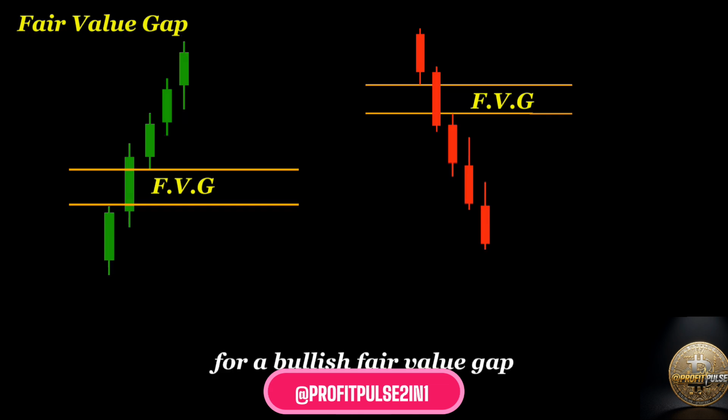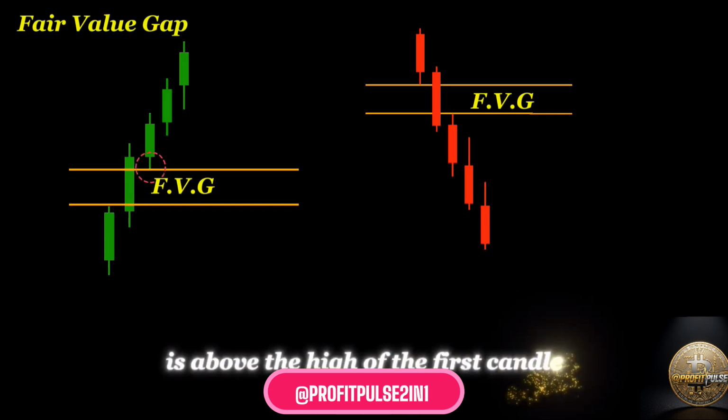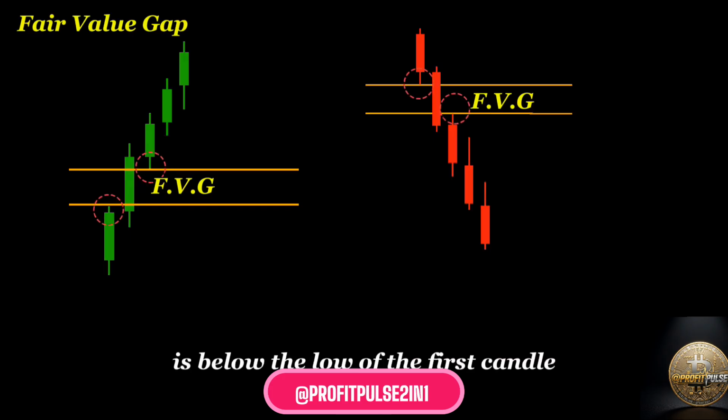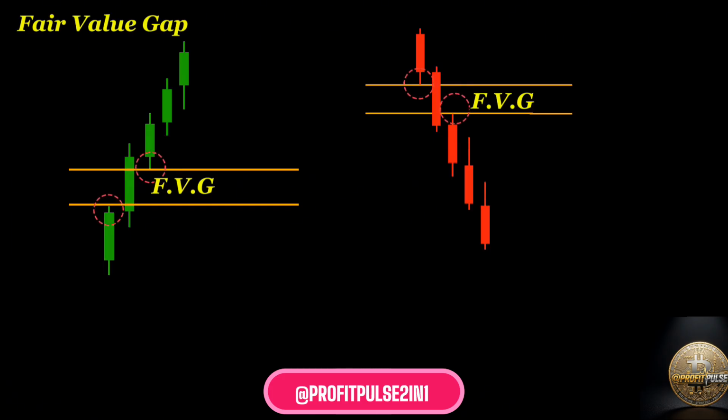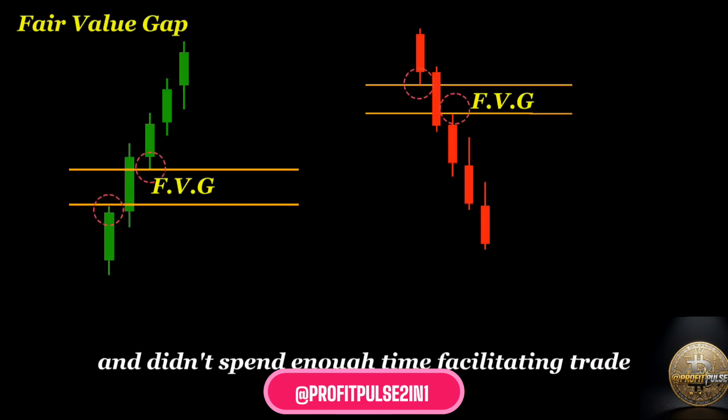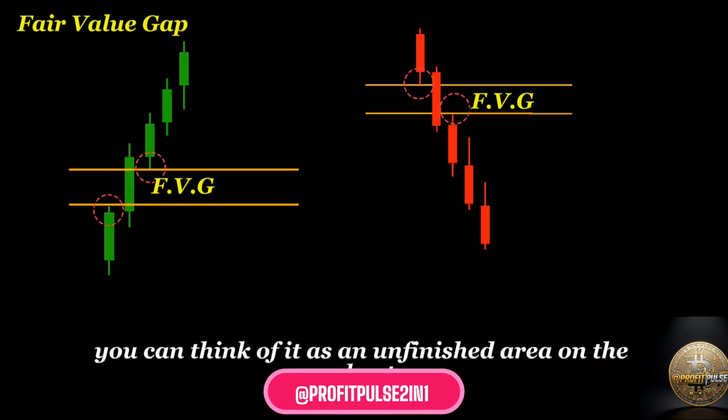For a bullish fair value gap, the low of the third candle is above the high of the first candle. For a bearish fair value gap, the high of the third candle is below the low of the first candle. But why does this matter? A fair value gap represents an area where the market moved too efficiently in one direction and didn't spend enough time facilitating trade. You can think of it as an unfinished area on the chart.